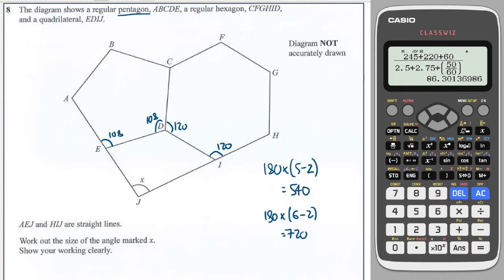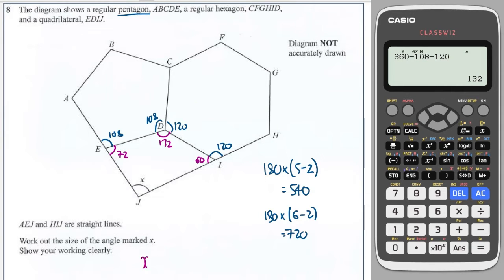Okay, so now I can work out the angles in here. So this would be 72 because it's on a straight line with 108, and this must be 60. And then the other one is around a point, so it'd be 360 minus 108 minus 120, which is 132.